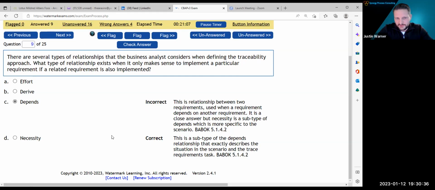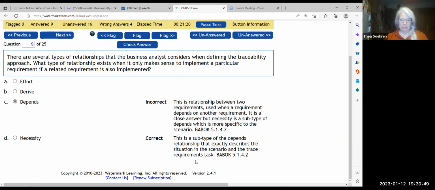The reason for that is you can't do number 2 unless you do number 1, and this didn't describe that type of relationship, but I wasn't sure what the correct answer was. So necessity is the correct answer. It's a subtype of the depends relationship that exactly describes the scenario in the trace requirements task. So let's go back to this. What type of relationship exists when it only makes sense to implement a particular requirement if a related requirement is also implemented?